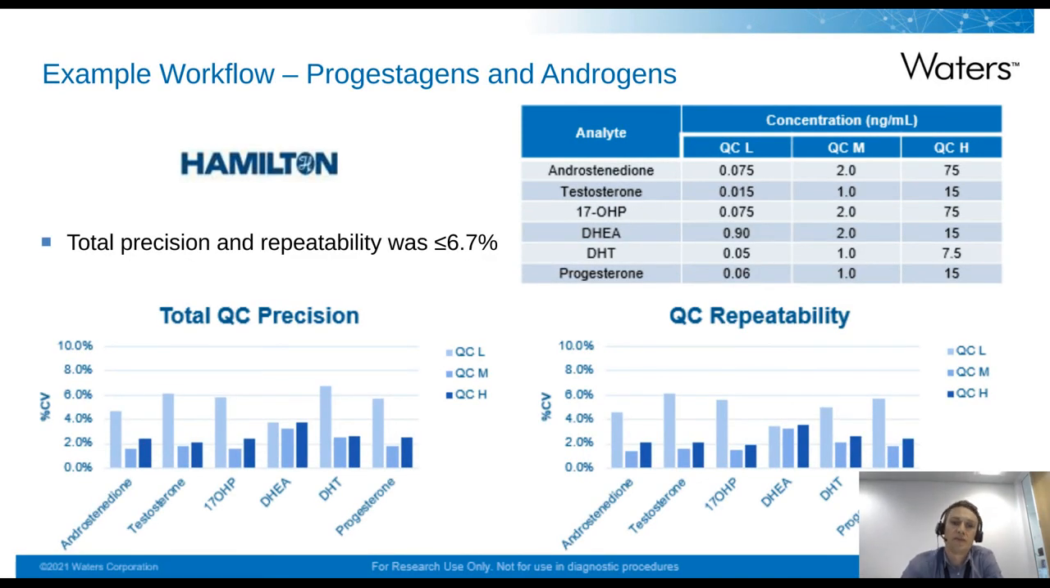So now let's come on to the results. Concentrations of each steroid hormone in the QC samples are shown in the table. When samples are extracted on the Hamilton across 5 days, total precision and repeatability was less than 6.7% at all concentrations for all of these steroid hormones, showing the potential to provide a much more precise and robust workflow when compared to a manual approach, whilst also reducing the risk of human error and transcription errors.